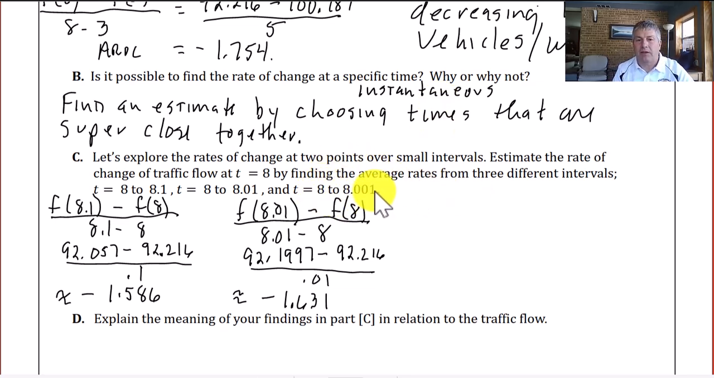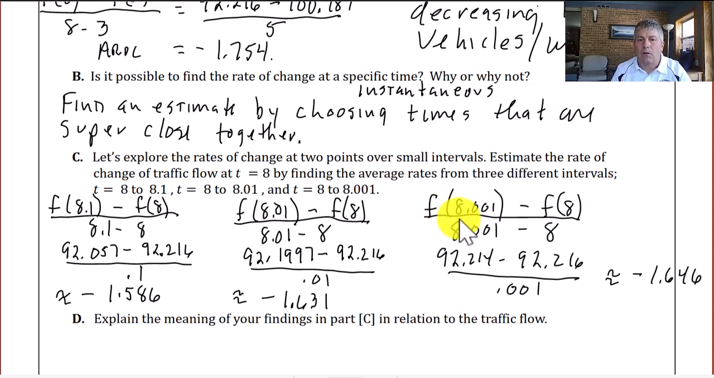And then we're going to repeat the process again for the times between 8 and 8.001. So our secant line, the 2 points we're choosing, are getting super close to just being right on top of 8. So we're trying to find an estimate of the instantaneous rate of change. So we find the y value for 8.001, our change in y. So we get 92.214 minus the 92.216 all over our change in x, which is 0.001. So those are super close to each other. So that secant line is almost a tangent line, and we get negative 1.646. So it looks like we're heading pretty close to negative 1.65.